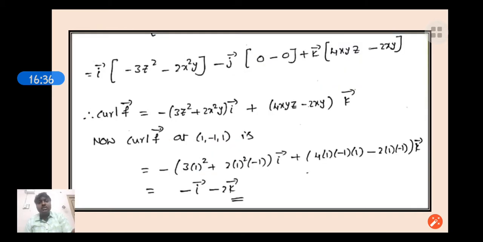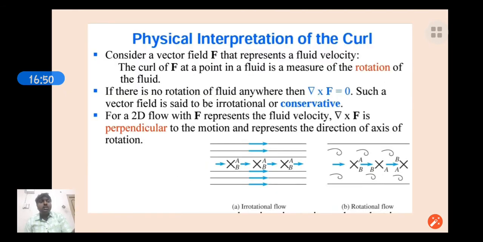In the previous example I calculated curl f bar. Curl f bar is minus i bar minus 2 k bar. It is not equal to 0 bar. If suppose it is 0, then we say that it is an irrotational or conservative vector field.